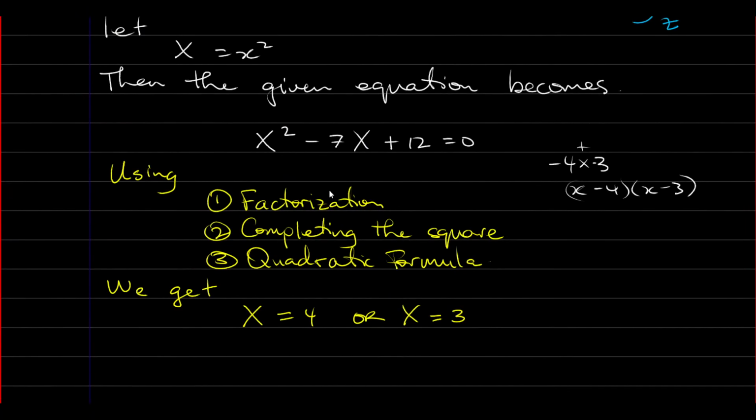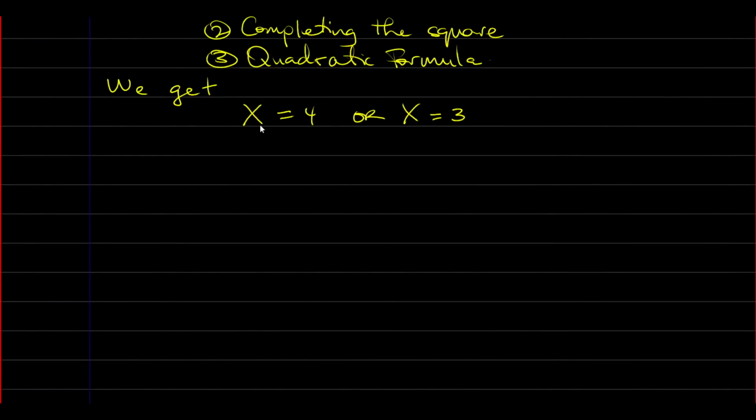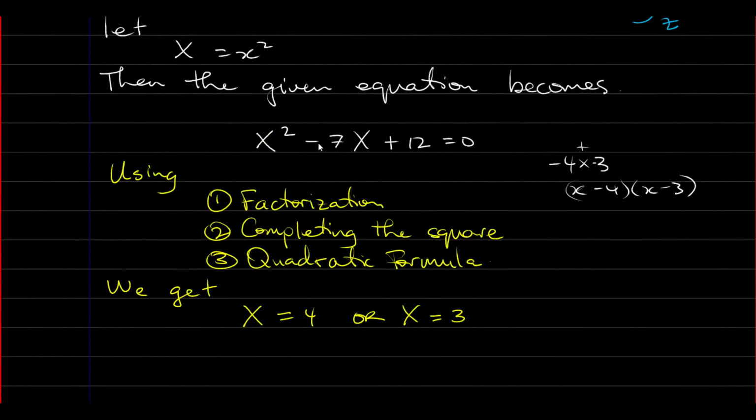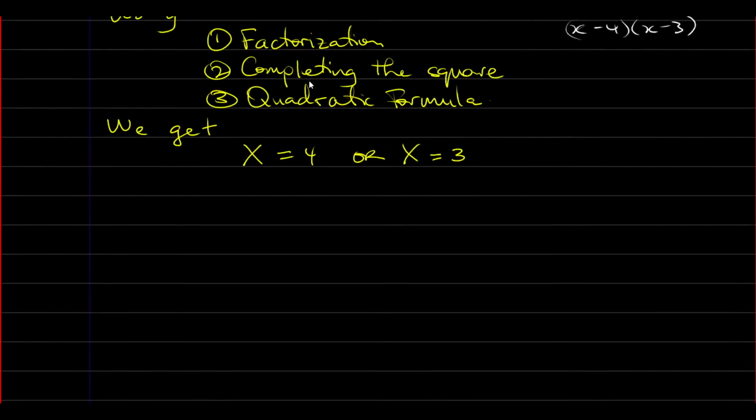I chose a simple one just to be able to do this here. Right, so we'll get that. And now we have to remember we made a substitution in the beginning. We made a substitution here. So we can say something like, since X is equal to x squared, then x squared is equal to 4, or x squared is equal to 3.